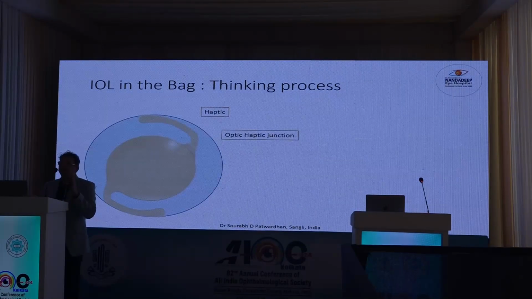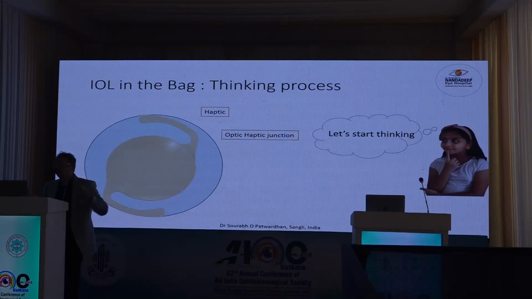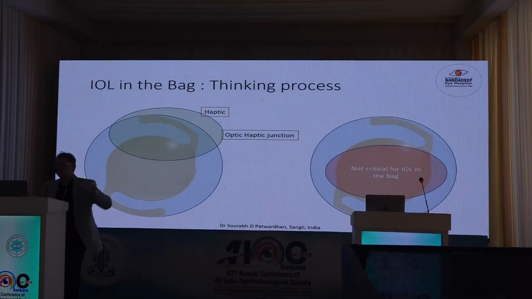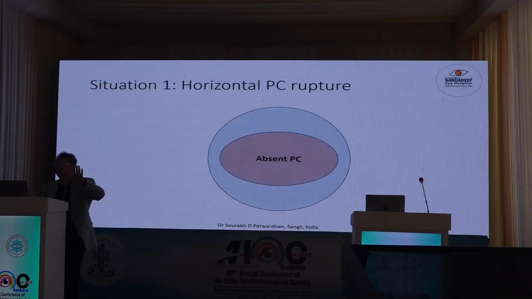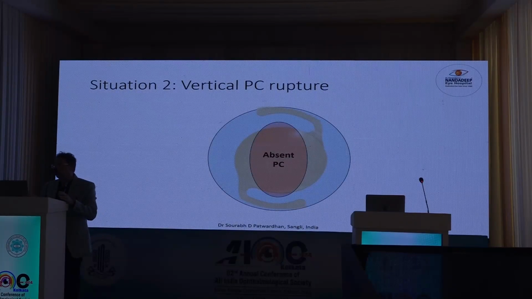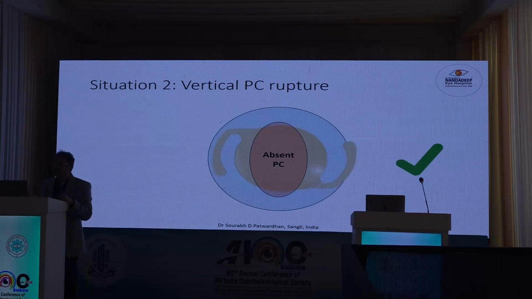So what is the exact requirement for IOL in the bag? We just need to support the haptics and the optic-haptic junction. If you see the posterior capsule, the central part of the PC is in fact not critical for IOL placement. So if you have a horizontal PC rupture in the central part, you can just place the IOL vertically and it's going to be stable over the long period as well. Same with a vertical rupture, you can place it horizontally and it's going to be stable.